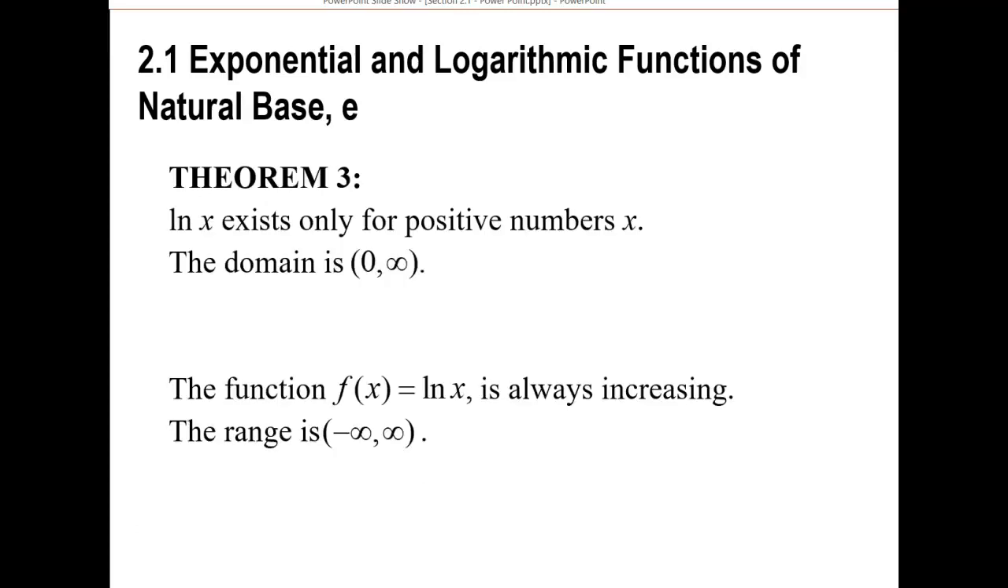All right, natural log of x exists only for positive numbers x. In other words, its domain, the thing you're taking the log of, must be positive. So if it's just an x here, it's got to be greater than 0. And it's always increasing, and if you looked at the graph, the range would be all real numbers.